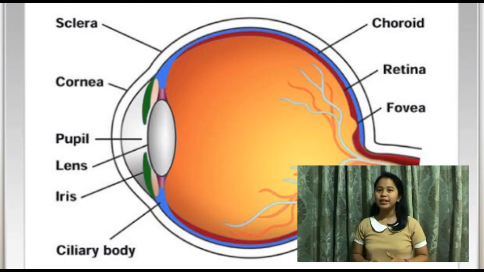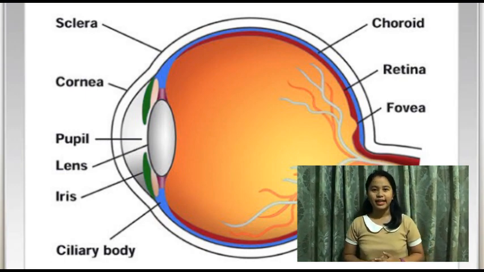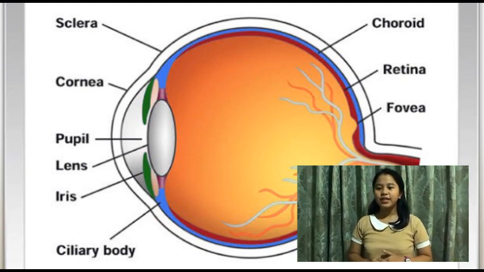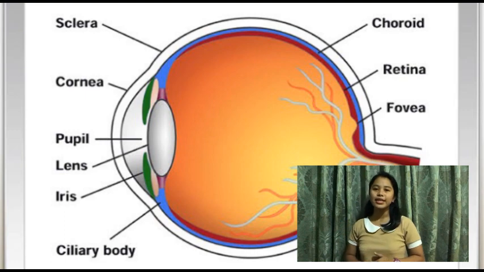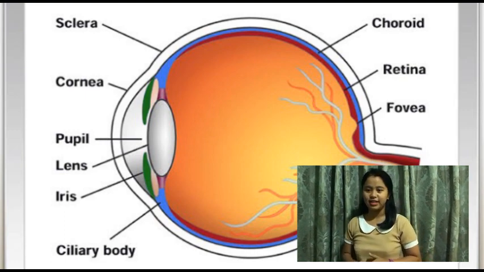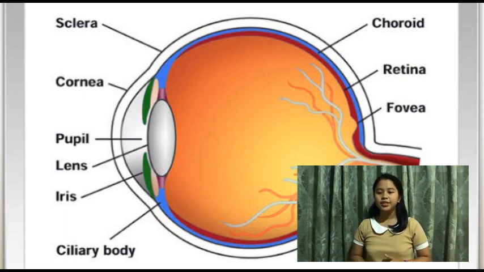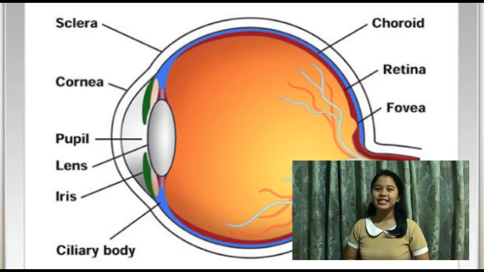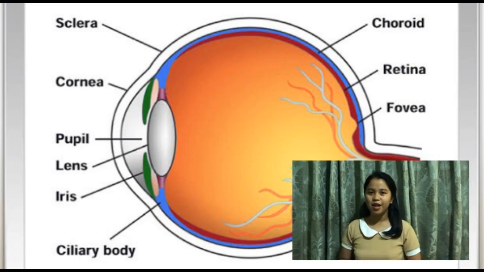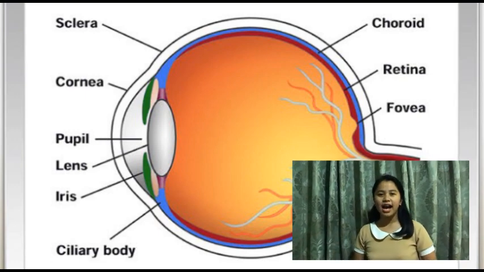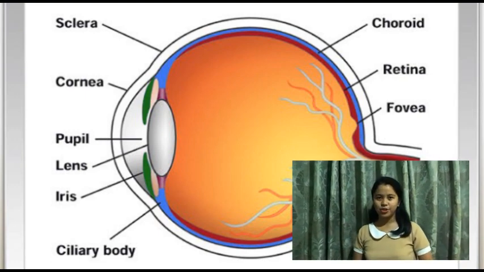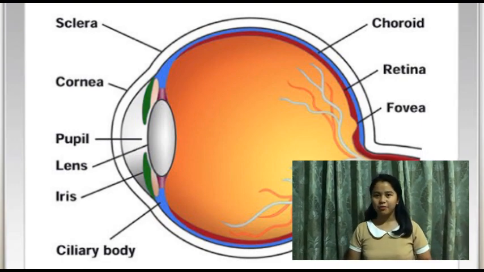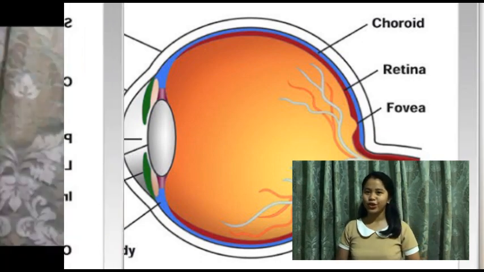Take note that the pupil contracts in bright light and dilates in darkness. Lens, it is the part of the eye behind the pupil that helps you to see clearly by focusing light at the retina. Iris, the colored circular part of the eye that surrounds the black pupil. Lastly is the ciliary body, a part of the eye above the lens that produces aqueous humor. What is an aqueous humor? It is a clear fluid filling the space in the front of the eyeball between the lens and the cornea.